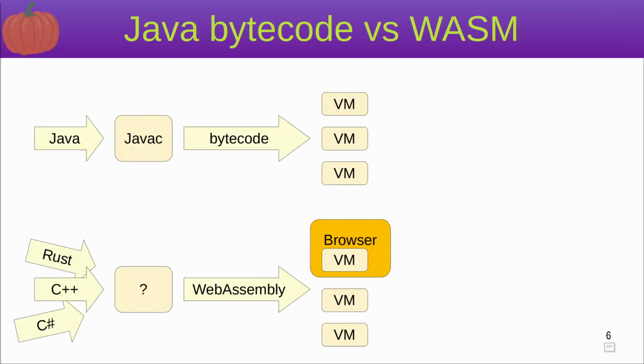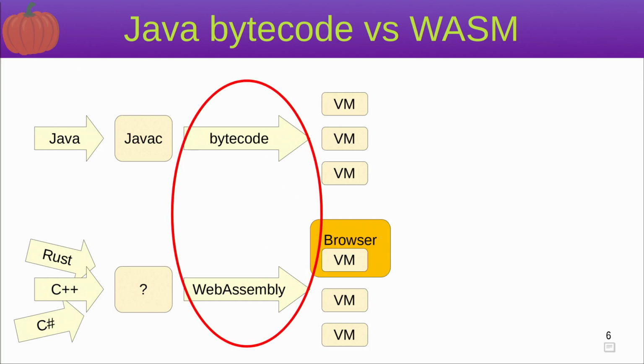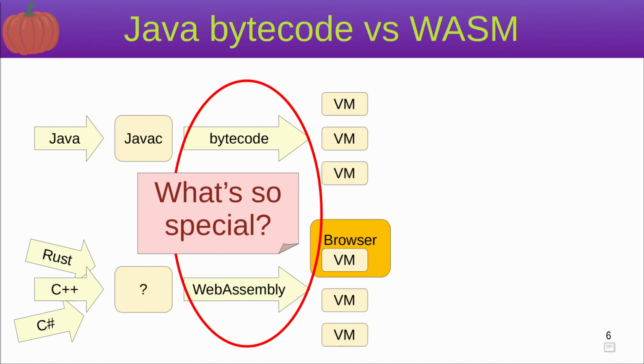As I mentioned before, Java bytecode and WebAssembly are conceptually the same. They're some sort of low-level code that you can feed into different virtual machines and run on different machines and different architectures. So let's look at what makes WebAssembly different from Java bytecode.